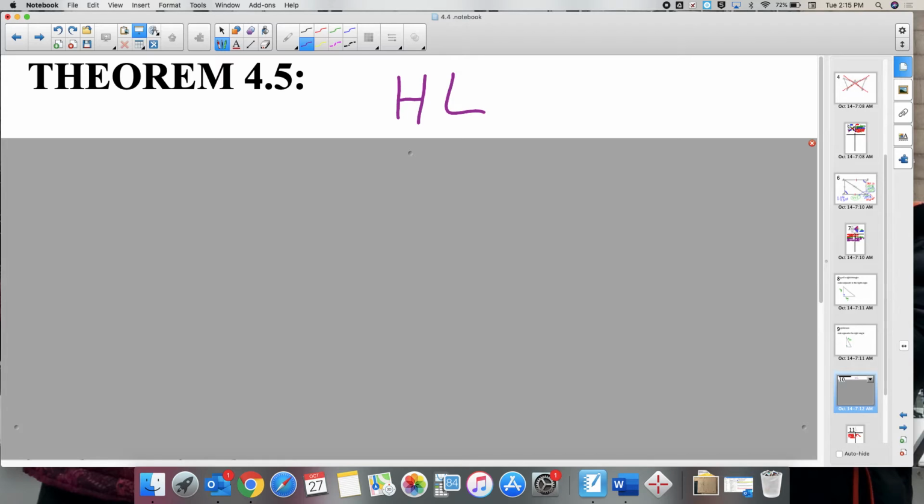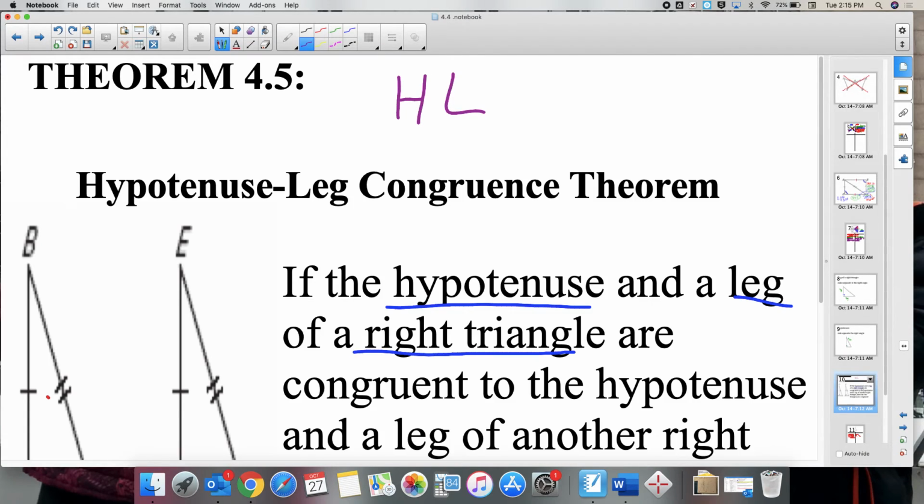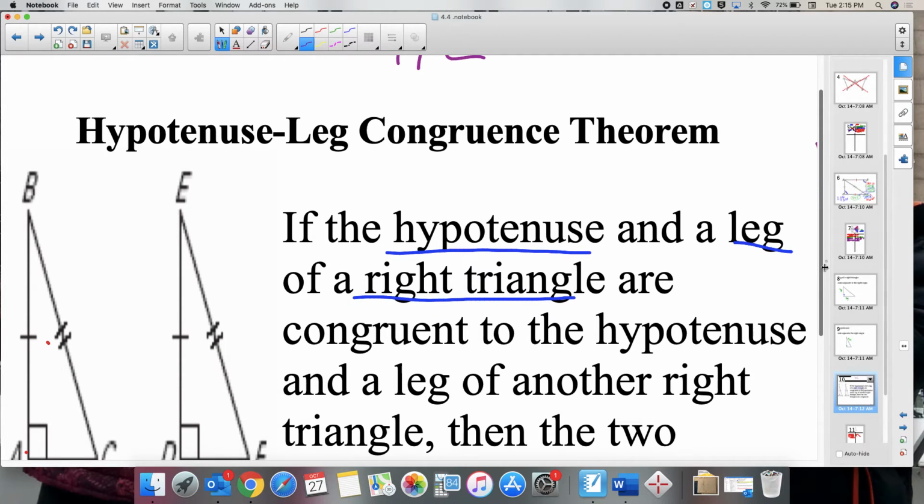A hypotenuse only exists in one type of triangle. So we will have to have that it is a right triangle also. So you need to know that there's right angles. There we go. If the hypotenuse and a leg of a right triangle. So you need a hypotenuse, a leg, and you need a right angle in order for this to work.